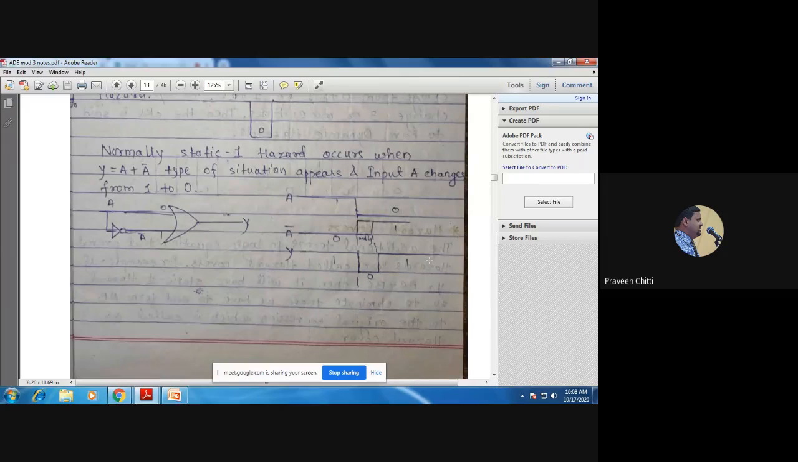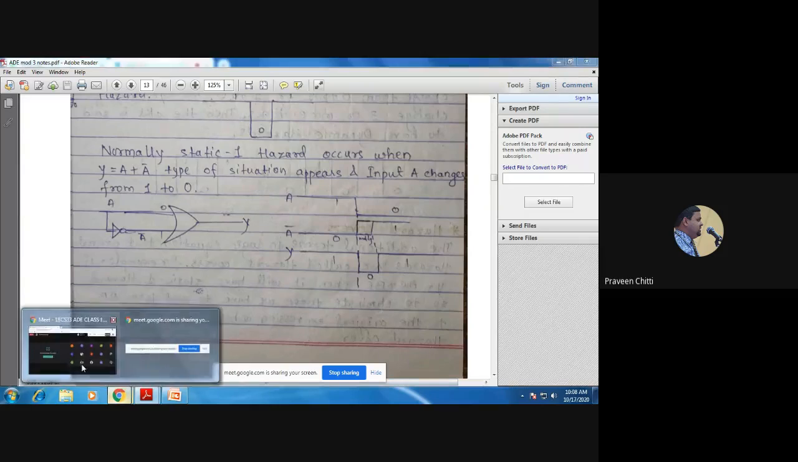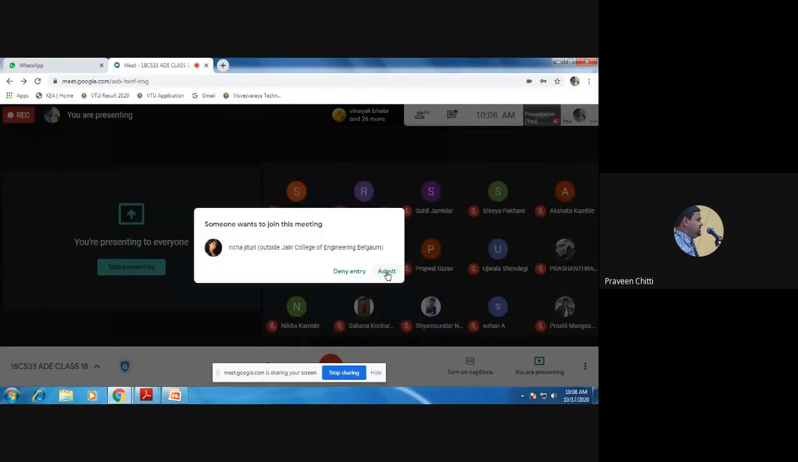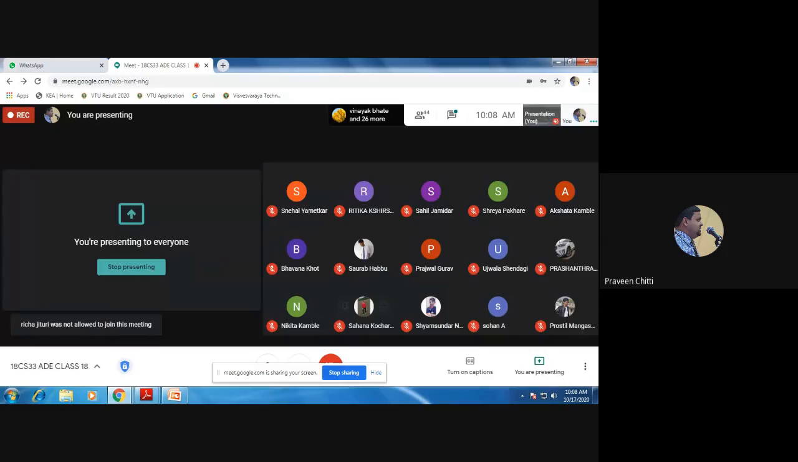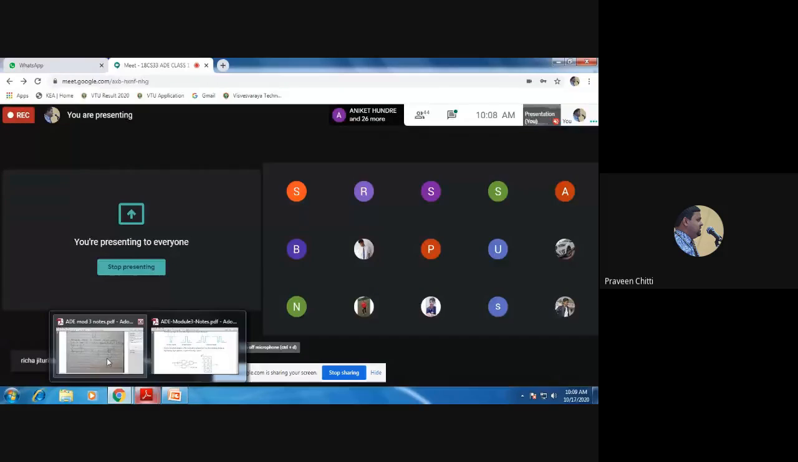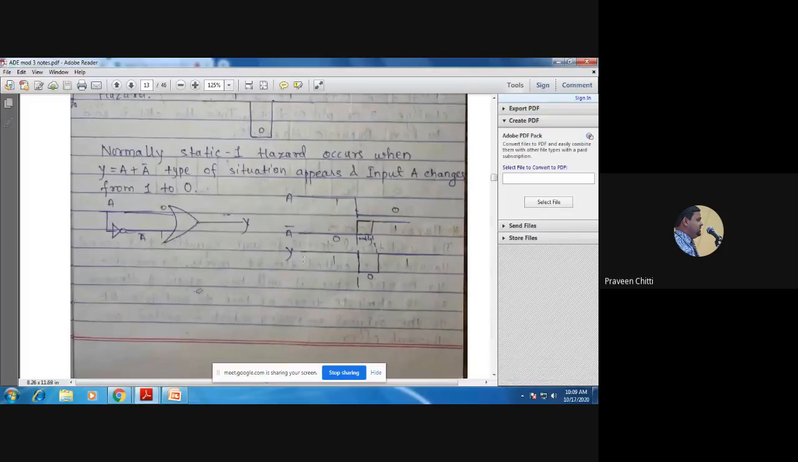Because this is an important question. Almost every question paper you can find it, and you may expect this in your first CIE also. Okay? Any doubts? Yes? Is this clear? Static 1 hazard?